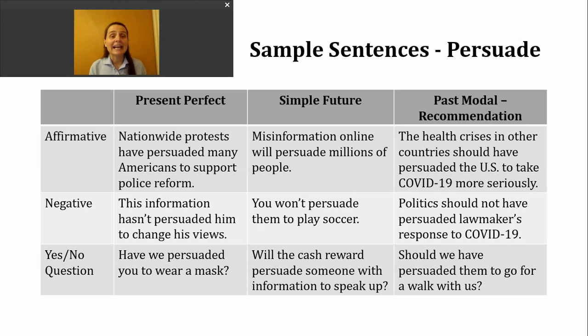Finally, we'll look at a yes or no question. To do this, we're going to start with should, then we'll have our subject, then have, and the participle form of the verb. Here's an example. Should we have persuaded them to go for a walk with us?